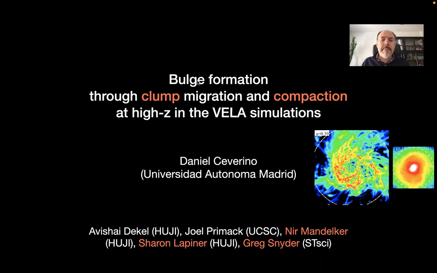I'm going to talk about bulge formation, especially through clump migration and compaction events, which are especially important in high-redshift galaxies in the VELA simulations. So this is one example here. We are using the VELA simulations to describe all these processes. We can see the wildly unstable gas disk, and at the center, we see the formation of the big bulge.